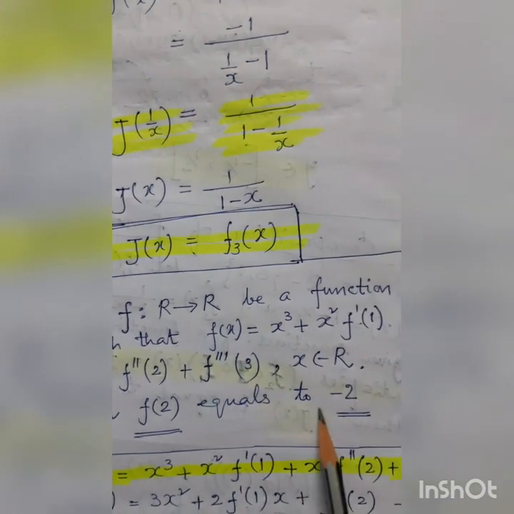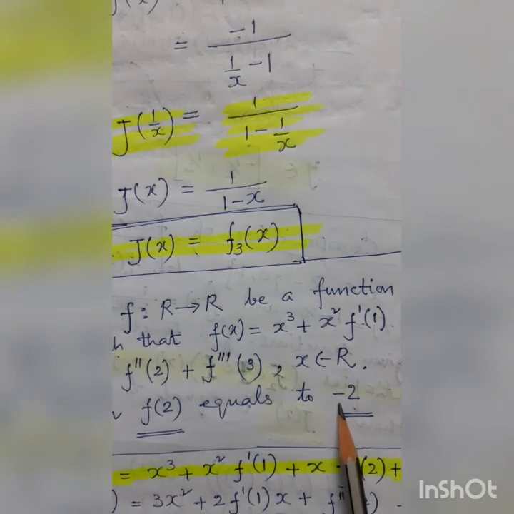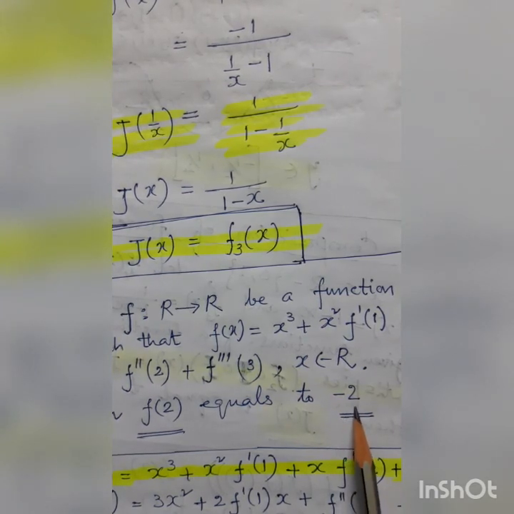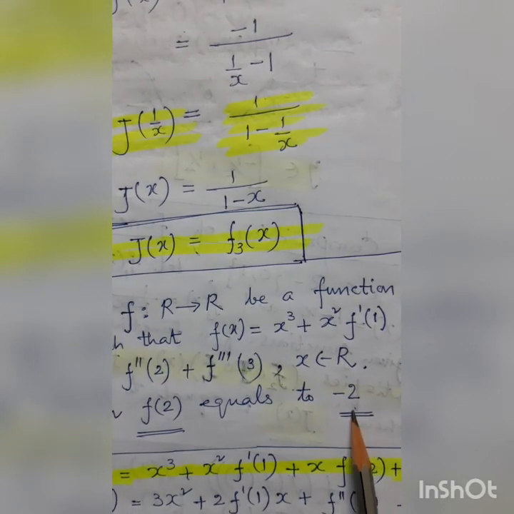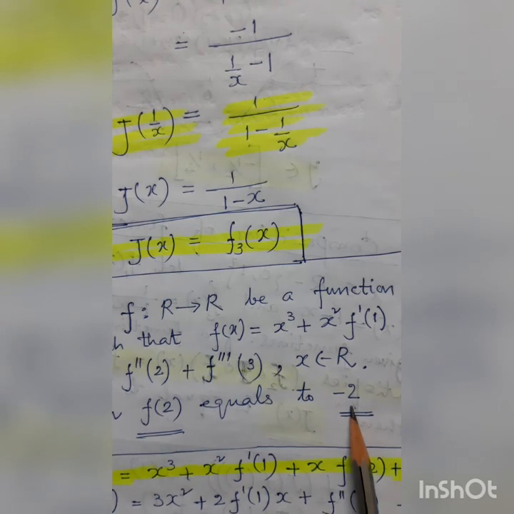In the options given, many options will be given. The right option is minus 2, because we have to learn only the right option, not the wrong options. Right options you remember, that's all.